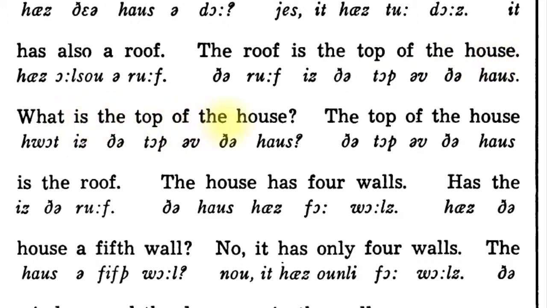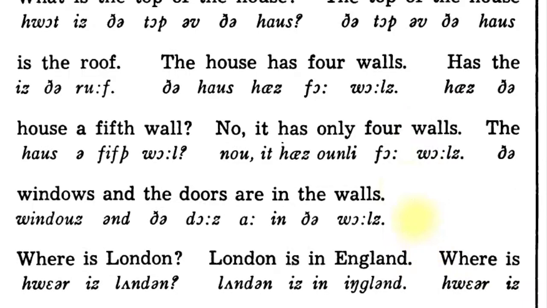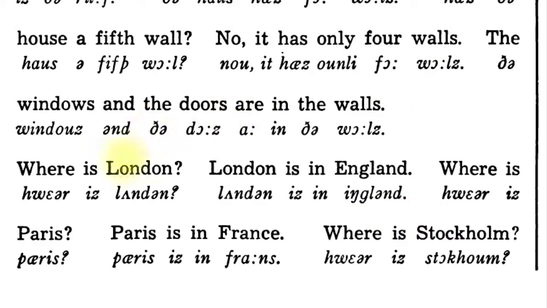What is the top of the house? The top of the house is the roof. The house has 4 walls. Has the house a 5th wall? No, it has only 4 walls. The windows and the doors are in the walls.